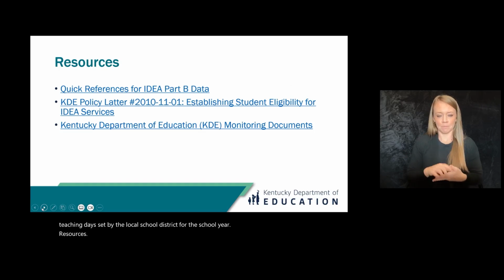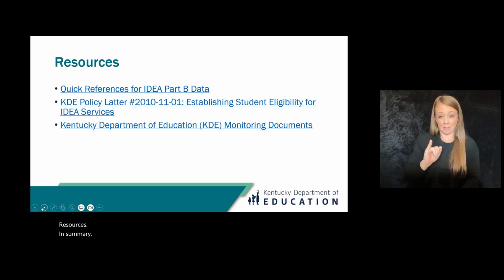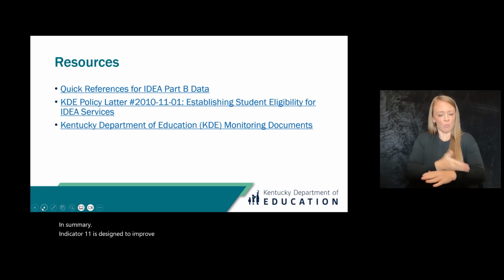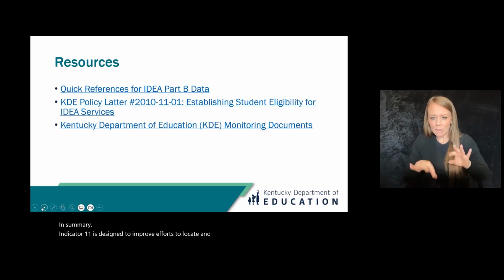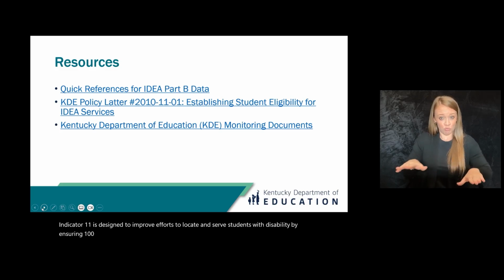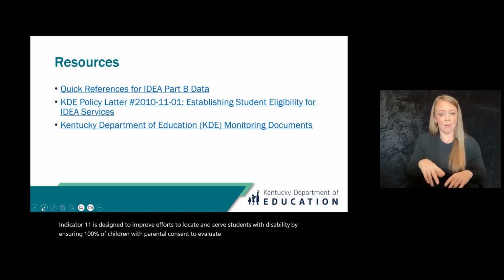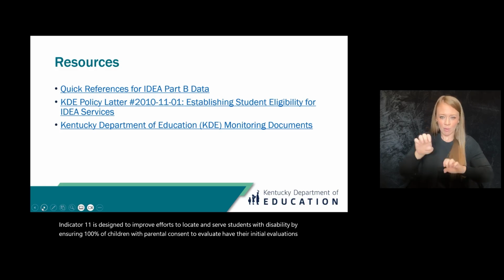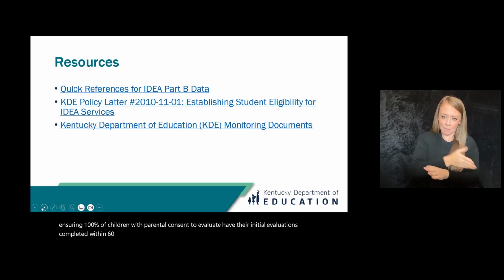Resources. In summary, Indicator 11 is designed to improve efforts to locate and serve students with disability by ensuring 100% of children with parental consent to evaluate have their initial evaluations completed within 60 school days.